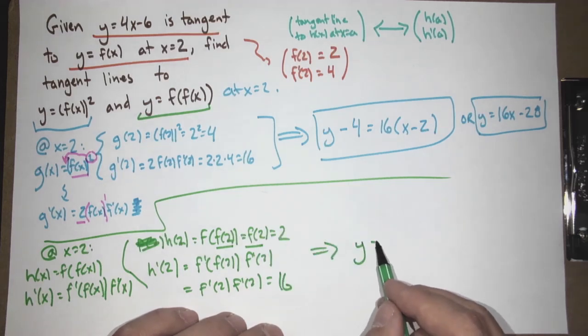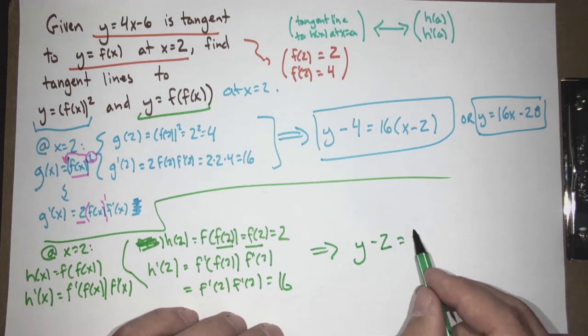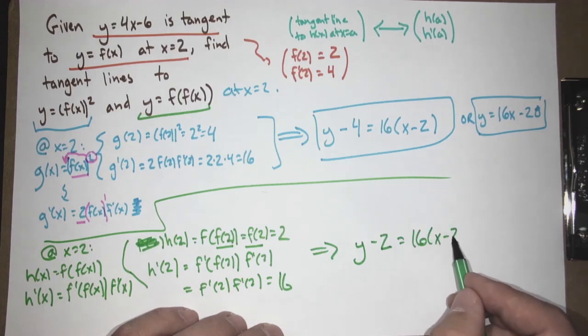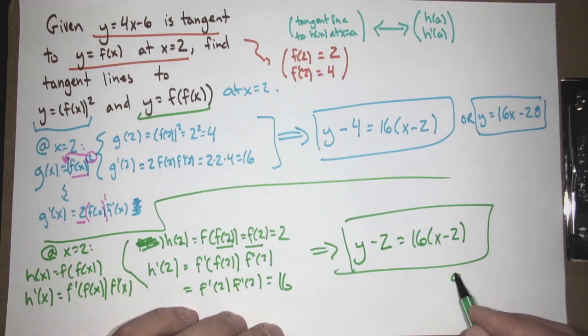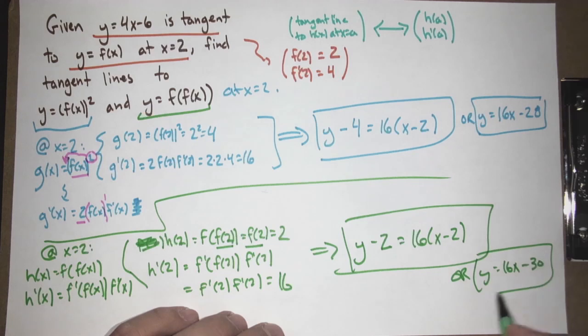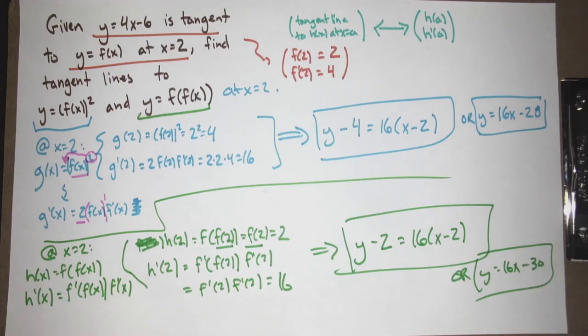So, similar, y minus the y value, slope 16, x minus x value. So it's very similar, not exactly the same. All right, so y equals 16x minus 30. Okay. All right. Are we good?